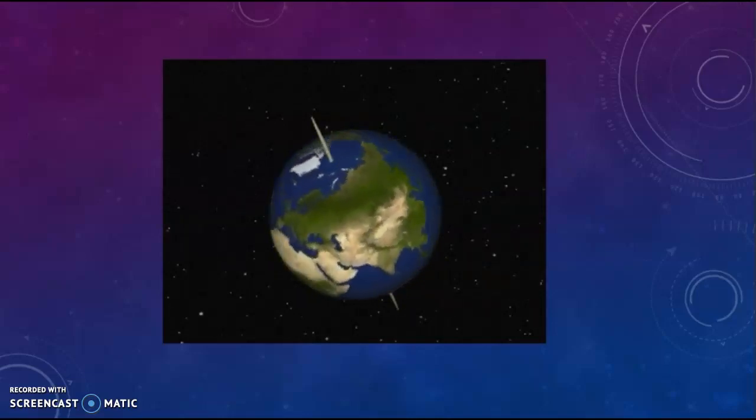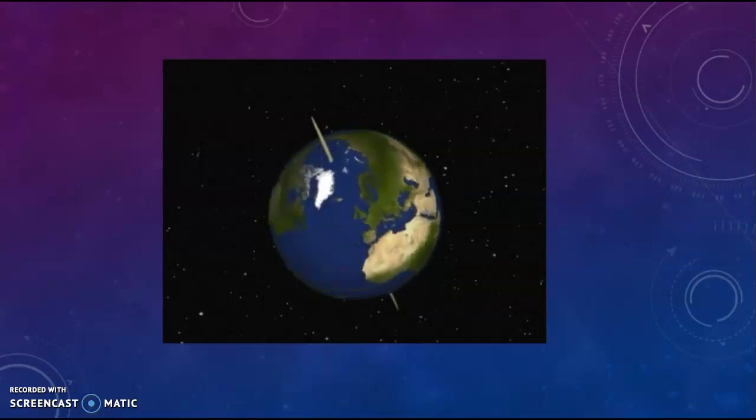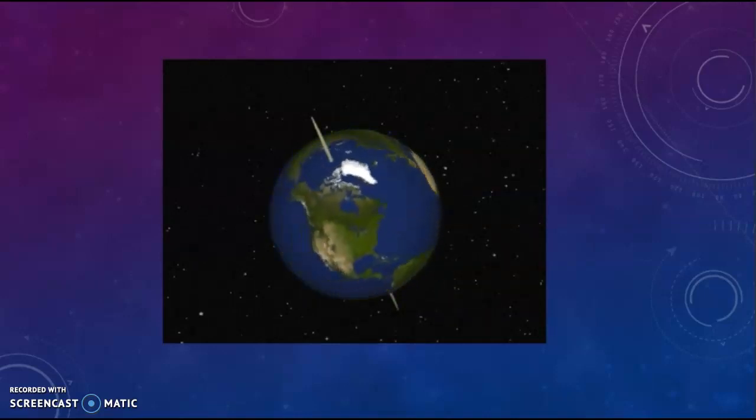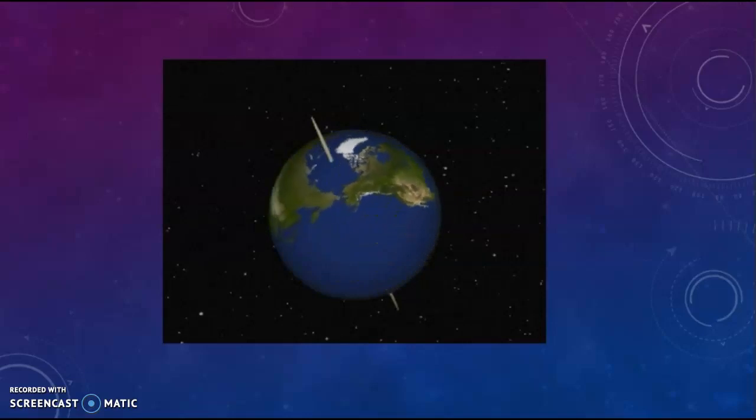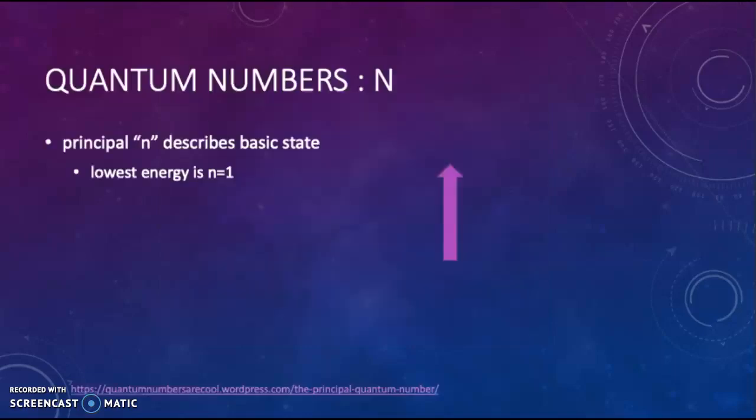We use something called quantum numbers to help explain which of those electrons we're talking about. Quantum numbers are kind of like an address that help us identify one specific electron. The first quantum number we'll talk about is the principal quantum number n. This is like the city in your address. It's pretty general. It describes the basic energy state of a system.